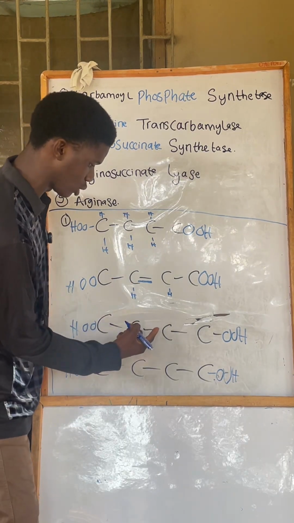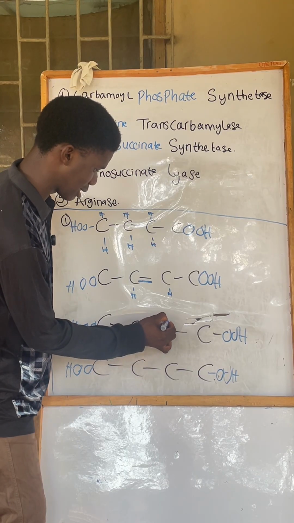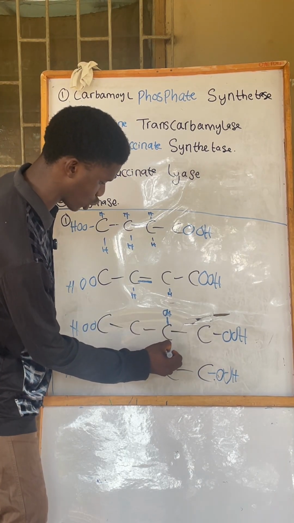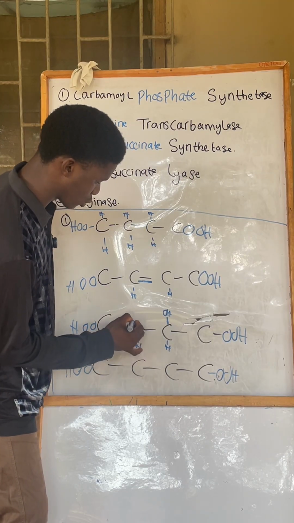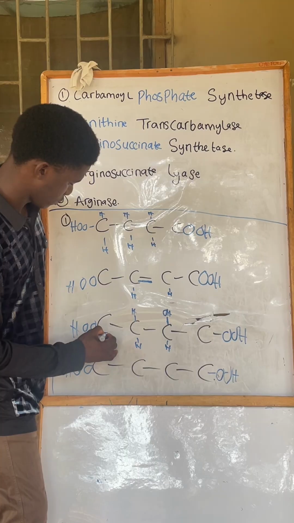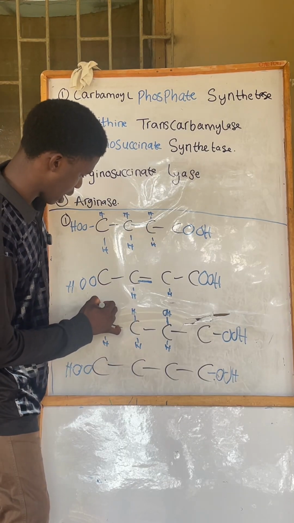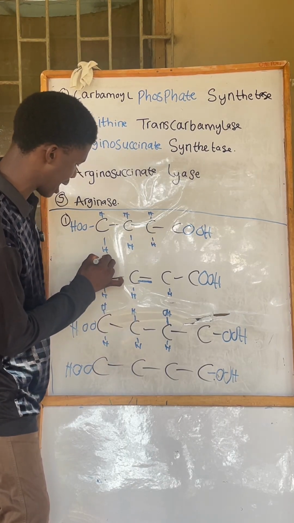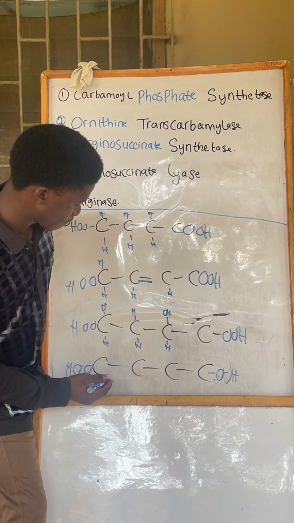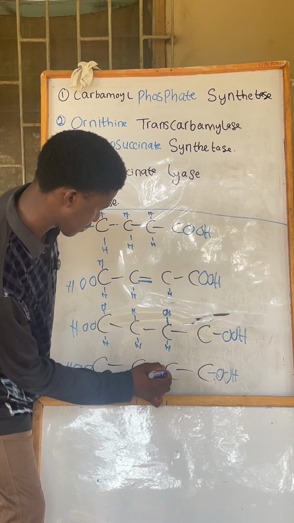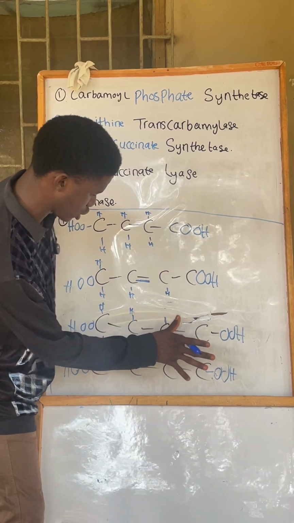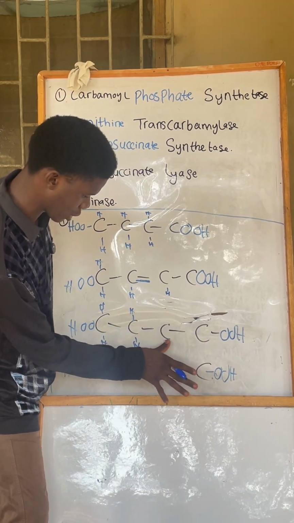What about this one? This one has an OH group here, just one OH group. The other one: hydrogen, hydrogen, hydrogen. Okay, hydrogen, hydrogen, hydrogen, hydrogen. What about this one? It has, okay, let me use this one for that, and let me put the last one at the back.